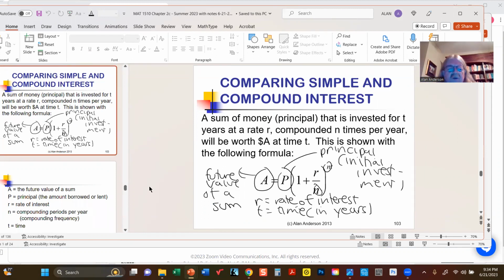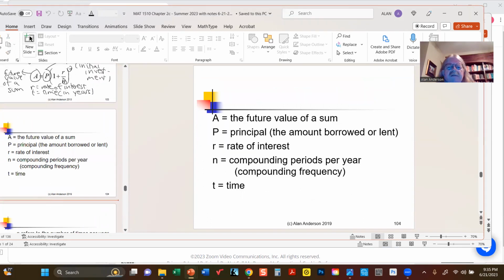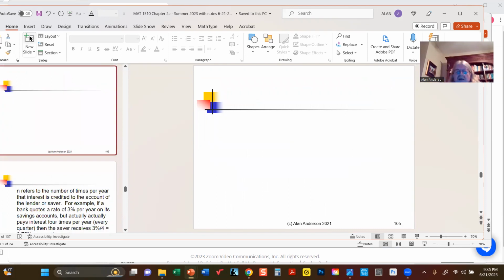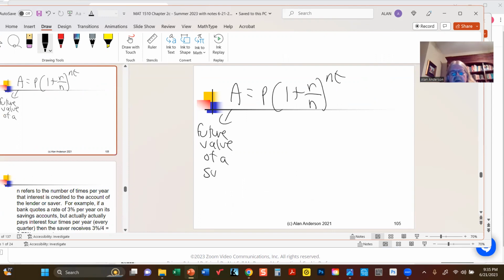So the way this formula is written, let me just quickly run over it with you one more time. A equals P times (1 plus R over N) to the NT power. So this A is the future value of a sum. P is called principal. This is actually the amount of money that you started out with. R is the rate of interest.